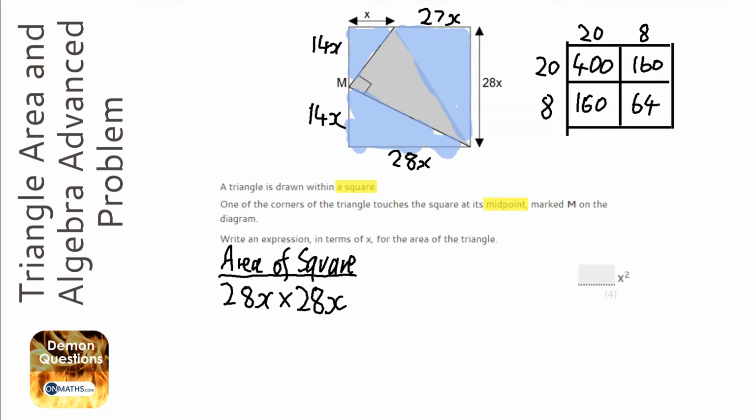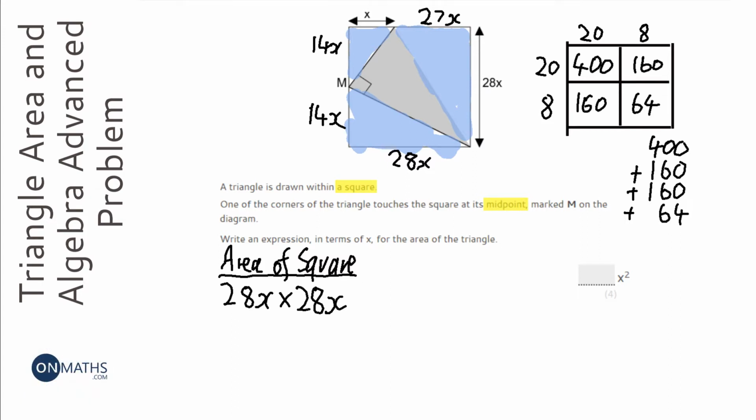So we need to add those up. So 400 plus 160 plus 160 plus 64. Okay, so that last column is going to be a 4. That's going to be 18, so carry the 1. 4, 5, 6, 7. So it's 784. Now we're going to do the x's now. X times x is x squared. So that's a lot.